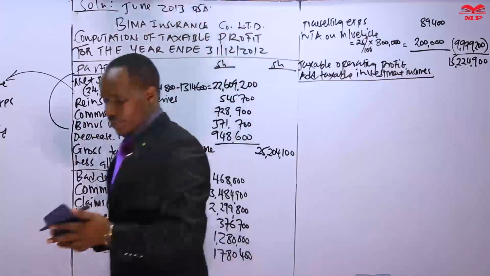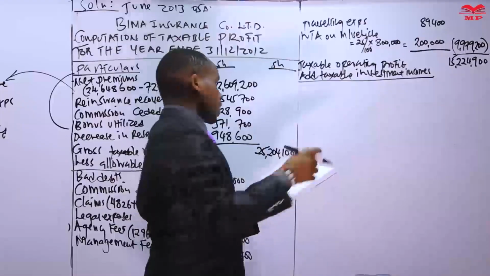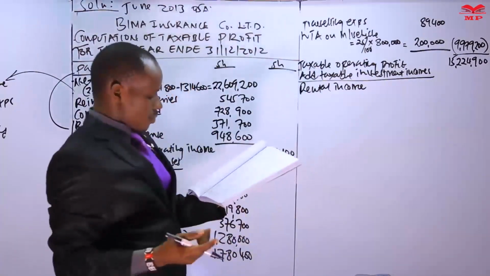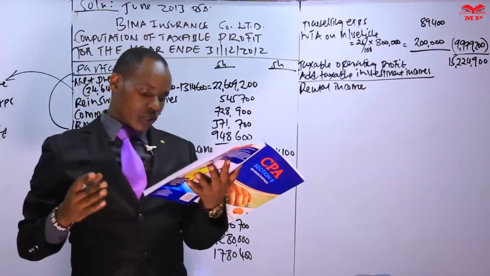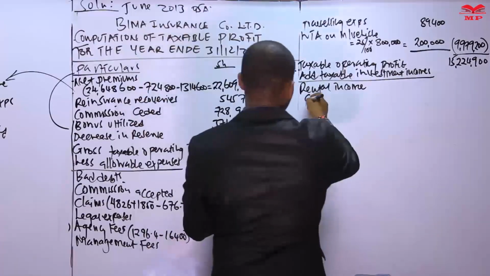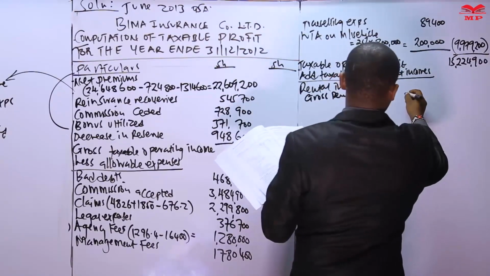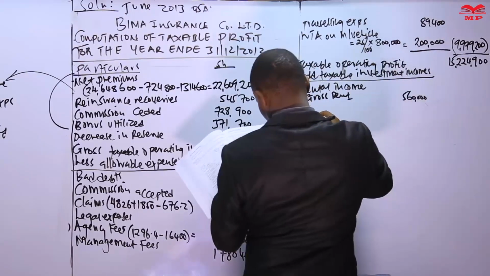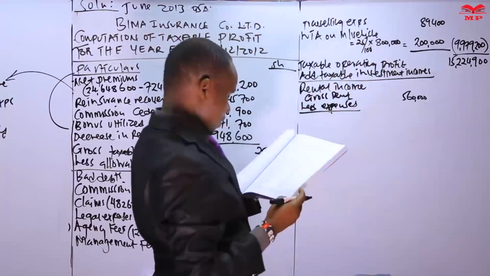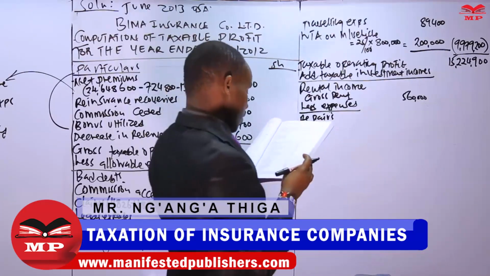Taxable investment incomes. In our question, we have taxable investments such as rental income, and for the rental income we don't tax the gross, we tax the net. In our question we have the repairs of the rented premises. So we are supposed to take the gross rent, which is 560,000. We less the allowable expenses, such as we have repairs, and these repairs are 264,800.